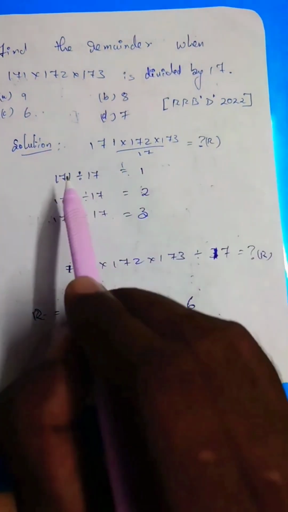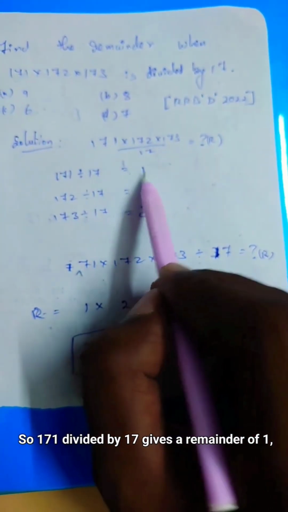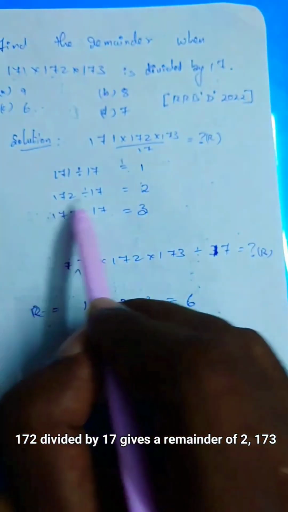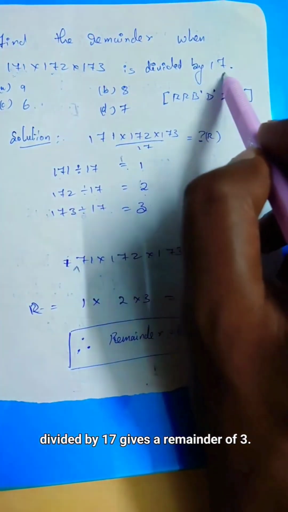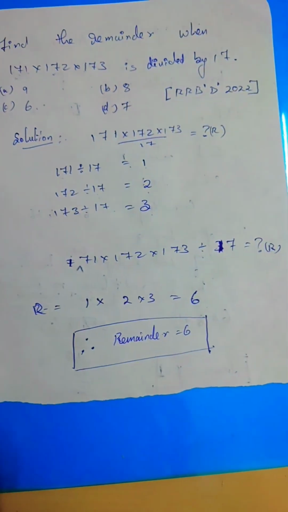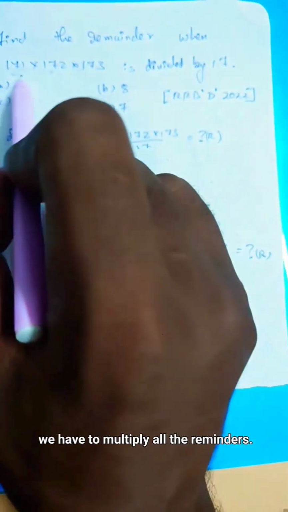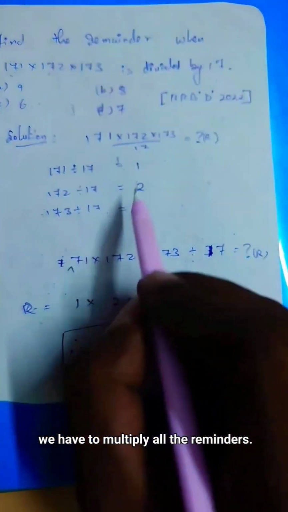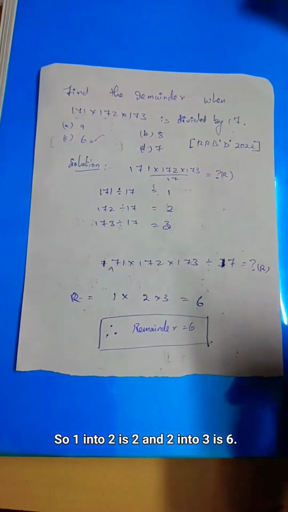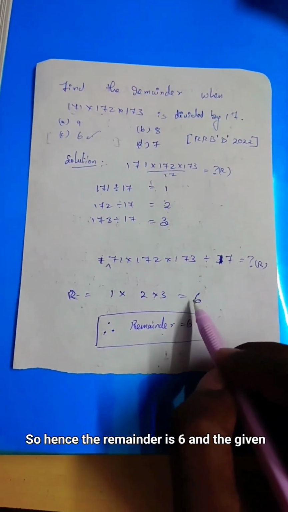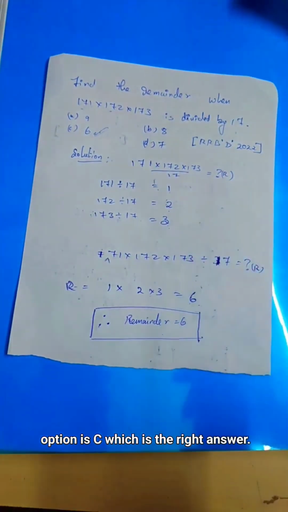All we have to do is to divide all these three numbers by 17 individually and find the remainders. So 171 divided by 17 gives a remainder of 1. 172 divided by 17 gives a remainder of 2. 173 divided by 17 gives a remainder of 3. And the final step is, as asked in the question, we have to multiply all the remainders. So 1 into 2 is 2 and 2 into 3 is 6. So hence the remainder is 6 and the given option is C, which is the right answer.